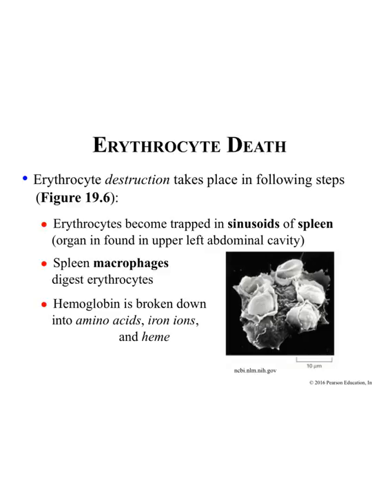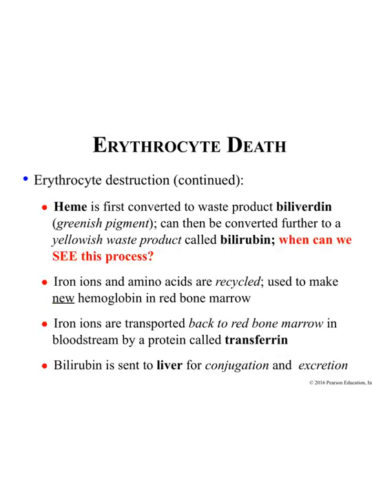Again, the major component of the erythrocyte is the hemoglobin. So we're going to break down the hemoglobin into amino acids, iron ions, and heme. Okay, we don't want to waste anything, so we're going to try to recycle a lot. So heme is broken down further. It's converted to biliverdin, which is a greenish pigment. And then later through the maturation process it becomes a yellow pigment called bilirubin.